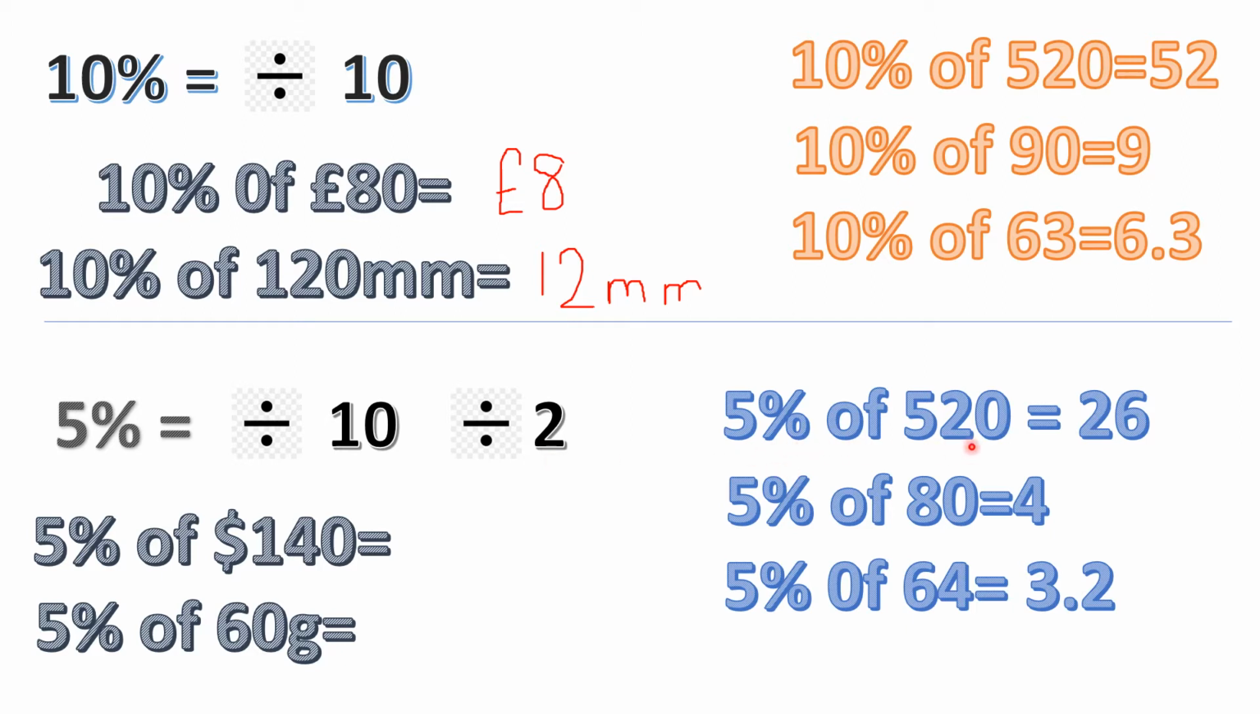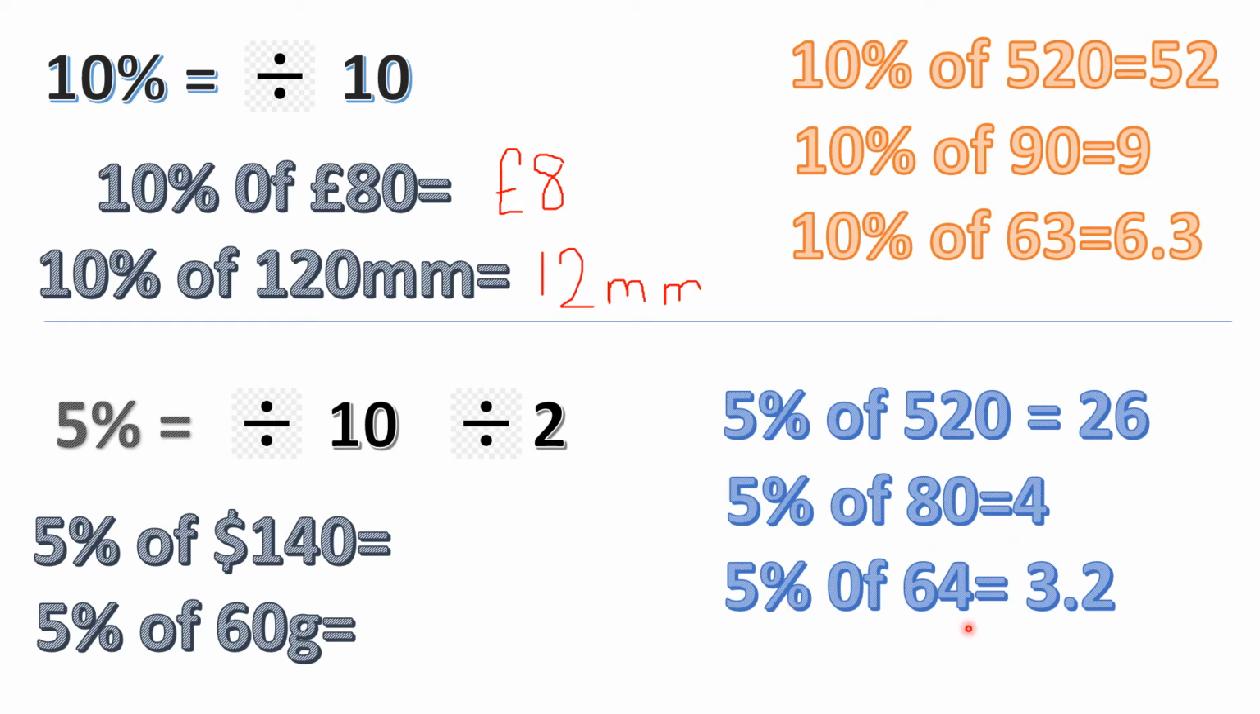5% of 520. Well, let's divide by 10 first. So 520 divided by 10 is 52. And then we divide it by 2. So 52 divided by 2 gives you 26. So 5% of 520 equals 26. Okay, let's have a look at the second example. 5% of 80. Let's divide it by 10 first. 80 divided by 10 equals 8. And then you divide it by 2. 8 divided by 2 equals 4. So 5% of 80 equals 4.